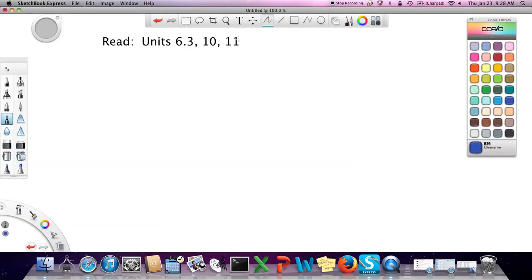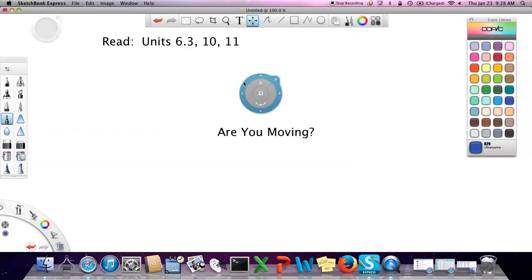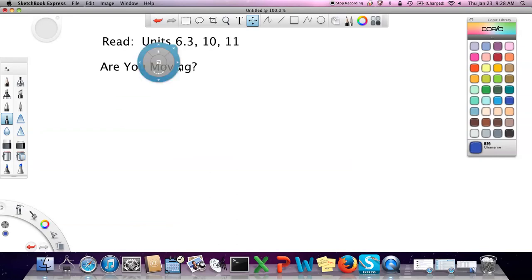As you get ready for class on Friday, I'd like you to read units 6.3, 10, and 11 out of the book. Beyond that, I'd like you to think about the following question. Are you moving? Do you feel like you're moving right now? And what conclusion would you draw based upon that regarding the Earth and how it goes?